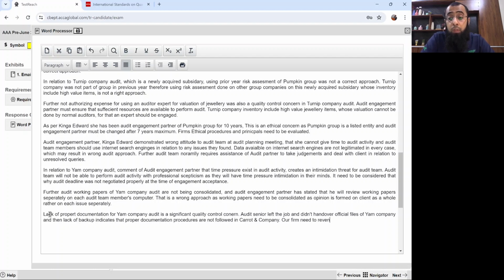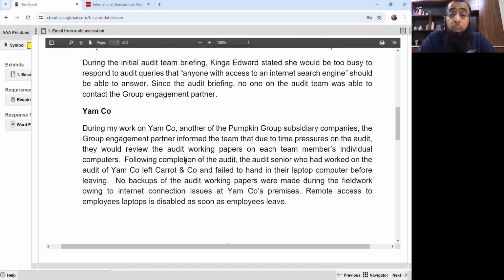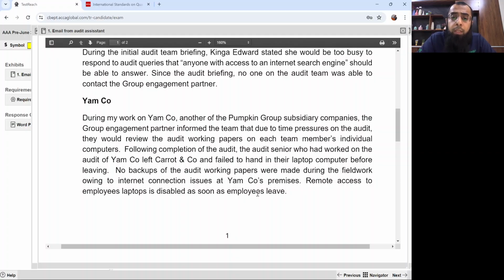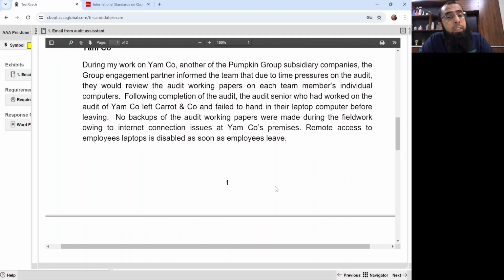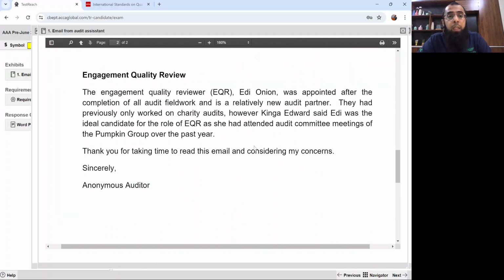needs to review documentation practices, as regular backups and proper recording of audit files is mandatory by law also. Okay, maybe the regulator can ask you sometime later that, okay, we want to see the old files. So what will you say, that we have lost all the files, the audit senior left, and we don't have a backup? The regulator will get very annoyed by this response, like what are you doing.